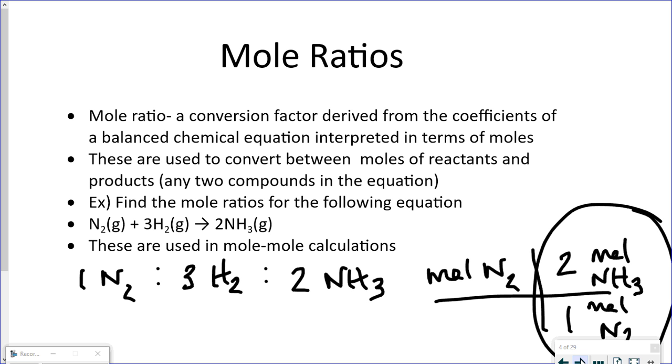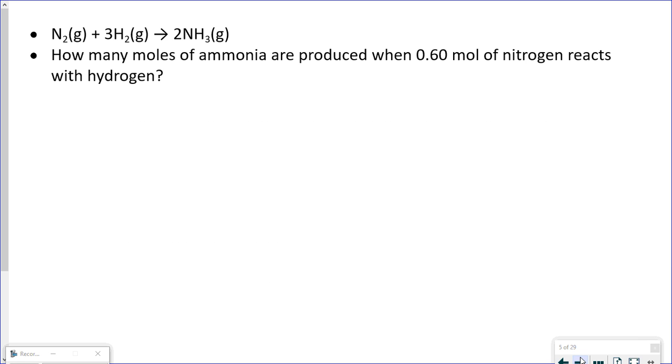So let's look at some examples of just adding in mole ratios. We're going to do some longer problems later, but just focus on the mole ratios today. So here's a problem. We have the same overall reaction of nitrogen and hydrogen producing ammonia. It wants to know how many moles of ammonia are produced when 0.60 moles of nitrogen reacts with hydrogen.